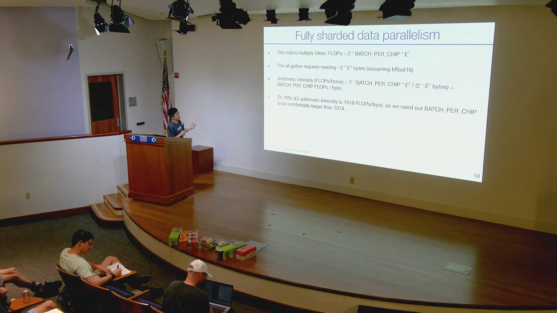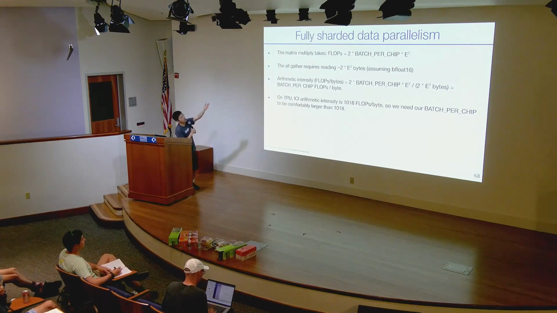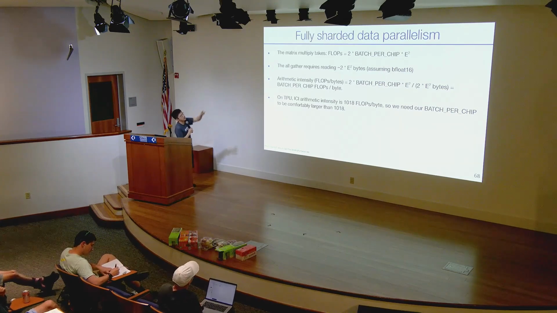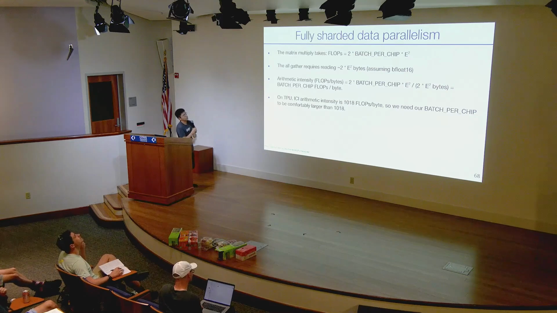The way this is done is through some computation of arithmetic intensity and the bandwidth of your network. The first bullet point is we have our matrix multiplication. This is a batch by E times an E by E matrix, so the flops is 2 times batch times E squared. And then if you want to all-gather, how many bytes do I need to communicate? That's roughly 2 times E squared bytes if you assume half precision, because you need to communicate the entire weight matrix everywhere.